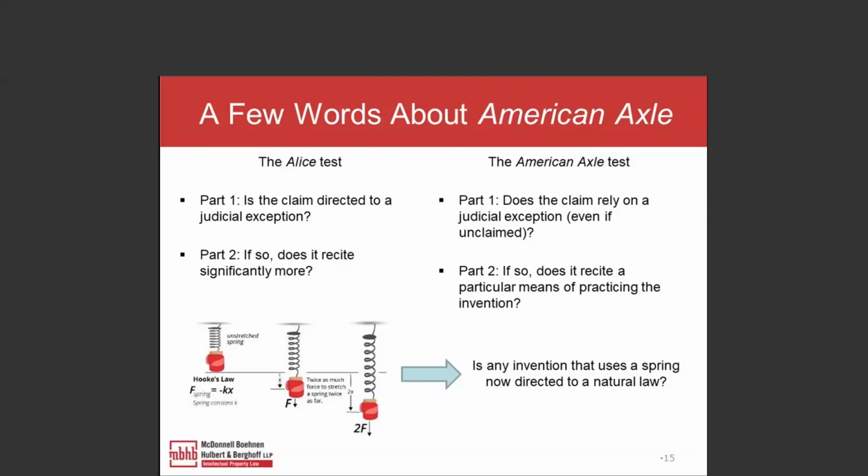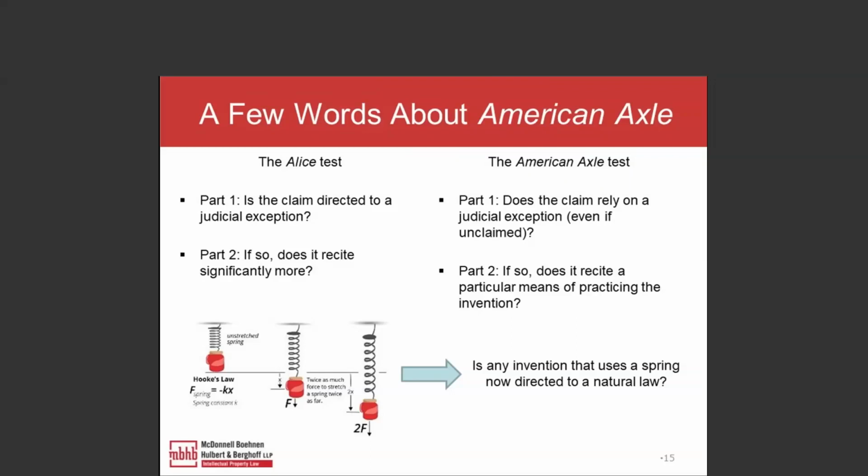So how significant is this, though, if we take a step back? Why do we care so much about whether the Federal Circuit is applying the exact language of the Alice test or just making up their own test that seems to be a different variation of it? Well, here's why. Take a look at the diagram here of Hooke's law.